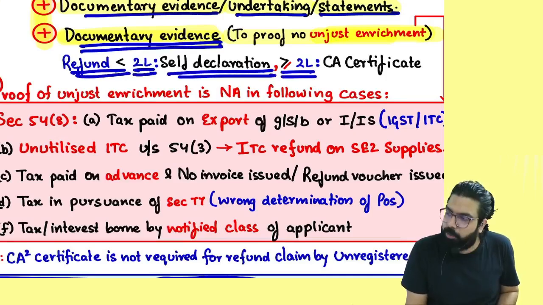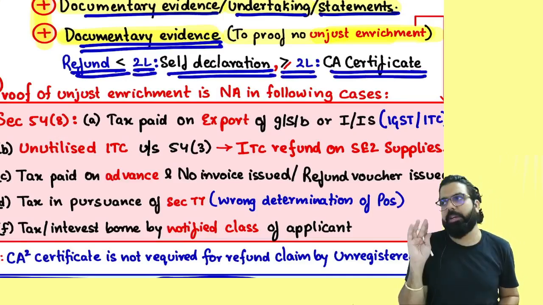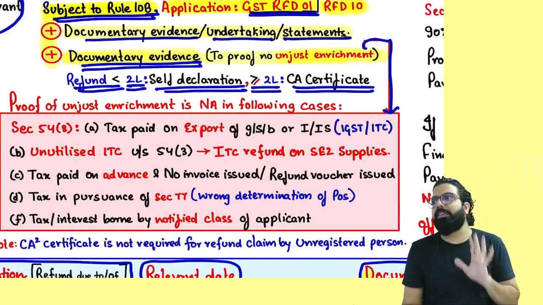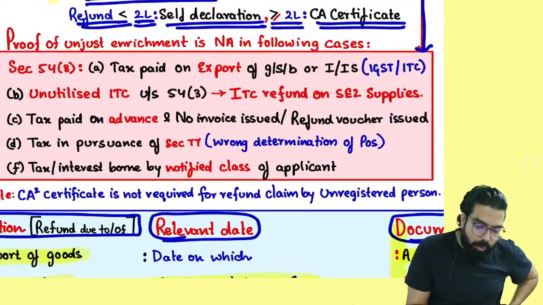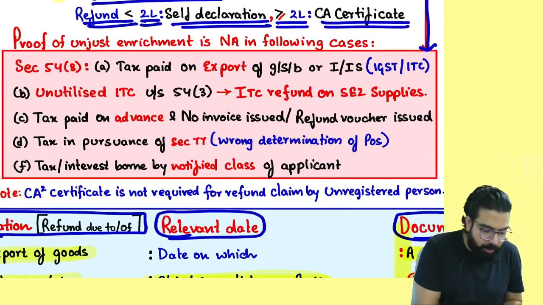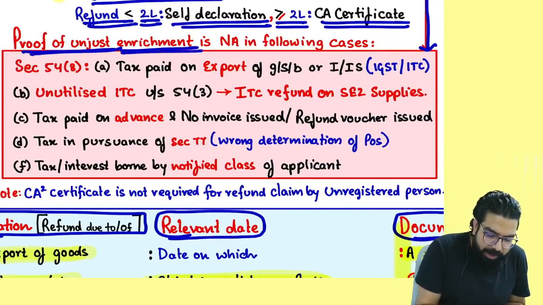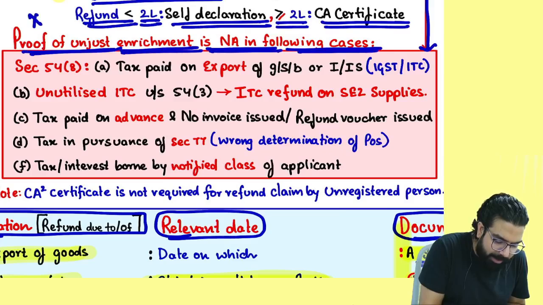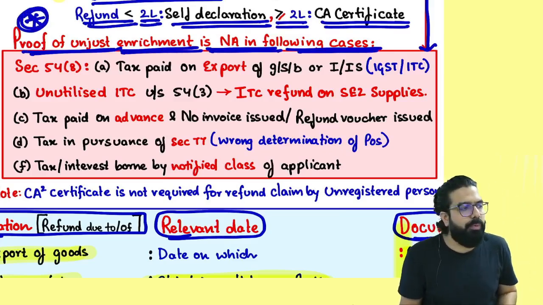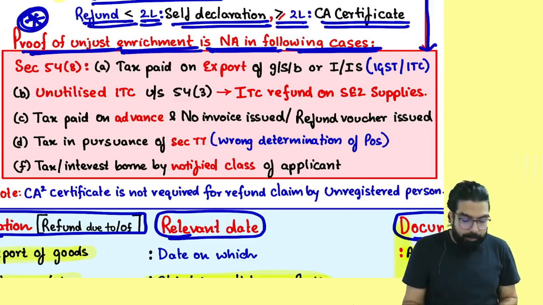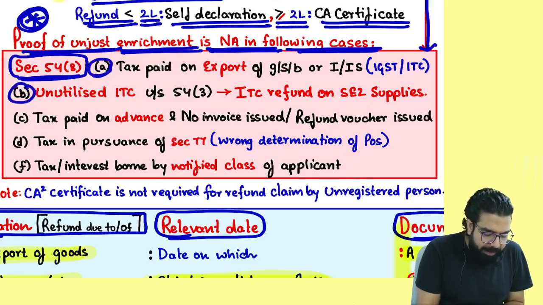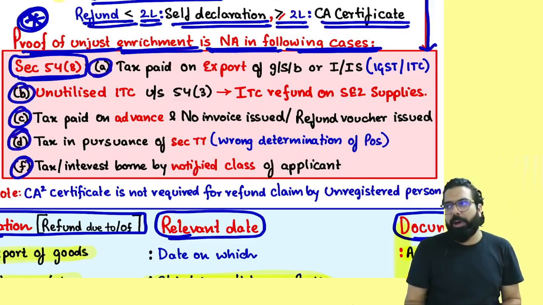If the refund is more than or equal to 2 lakh, you have to give a CA certificate. There are some scenarios when this unjust enrichment is not applicable. Always remember the scenarios when the proof of unjust enrichment is not required to be given. Everyone here, proof of unjust enrichment is not applicable in the following cases. From an exam point of view, they can ask one question: Sir, what are the cases when proof of unjust enrichment is not applicable? Section 54(8) goes ahead and lists points A, B, C, D and E.